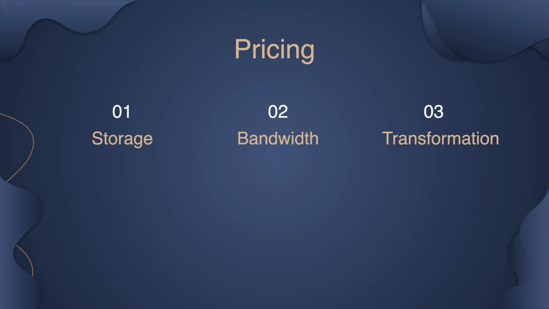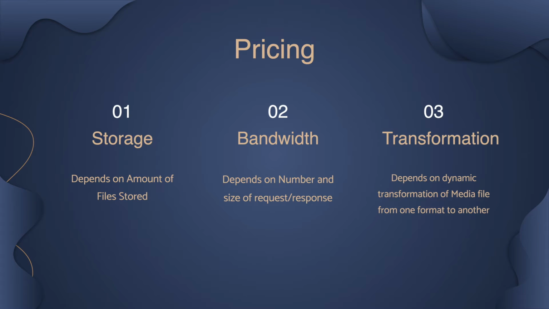Before proceeding further, let's understand the pricing of these media services. The pricing depends on three types of uses: storage, bandwidth, and transformation. Where storage defines the amount of files uploaded to the server. Bandwidth defines the number and size of requests or responses being served, where we can say it's request and response bandwidth.